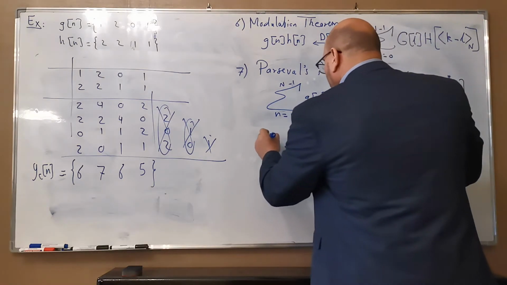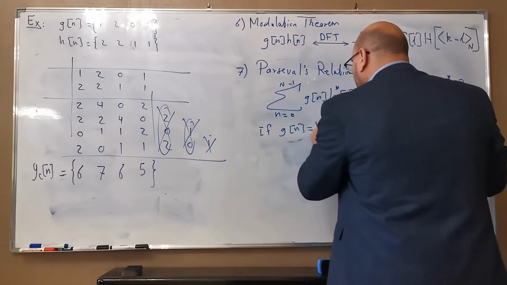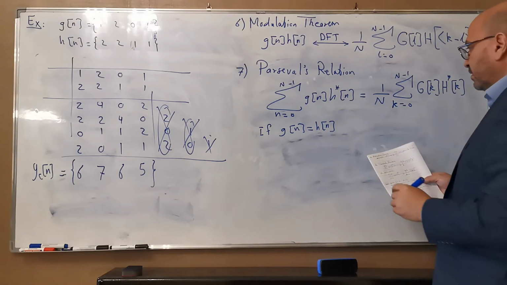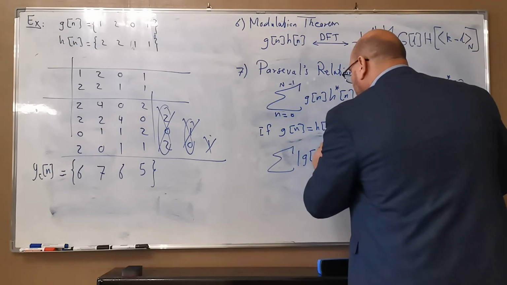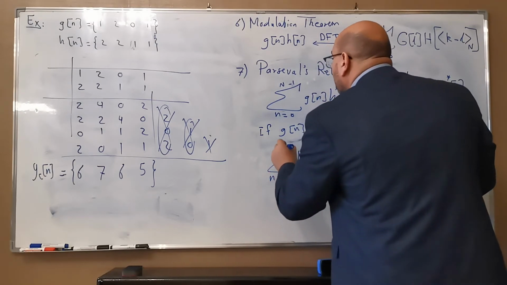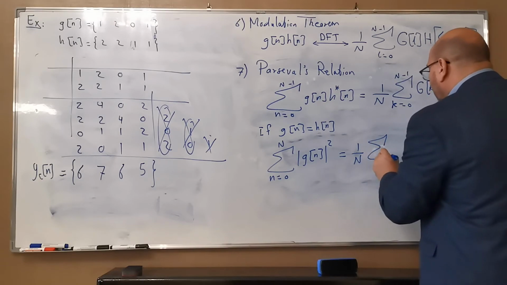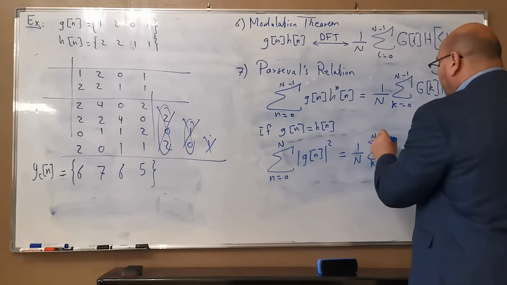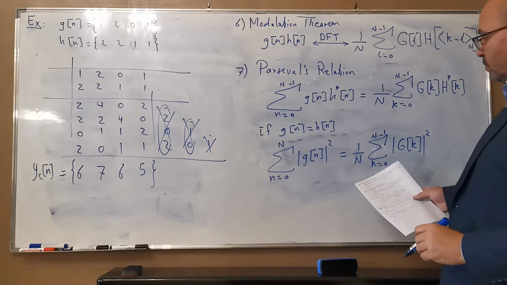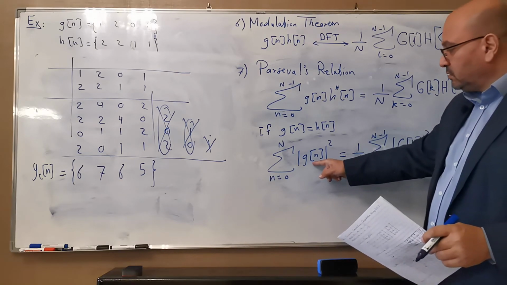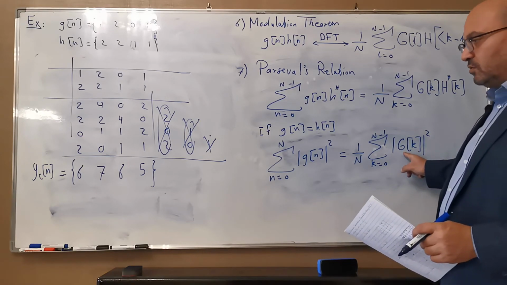Now, if g of n is equal to h of n, then this summation will be the amount of energy in the sequence, which should equal 1 over N summation from k equals 0 up to N minus 1 magnitude of G of k squared. Okay, so you can find the energy of the sequence in time domain. You have the alternative to find the energy of the sequence in frequency domain.